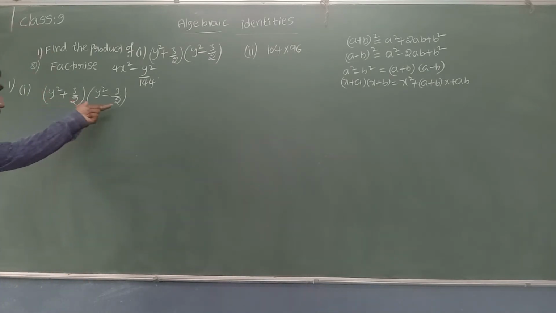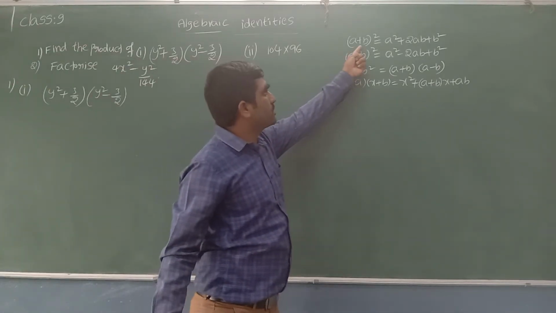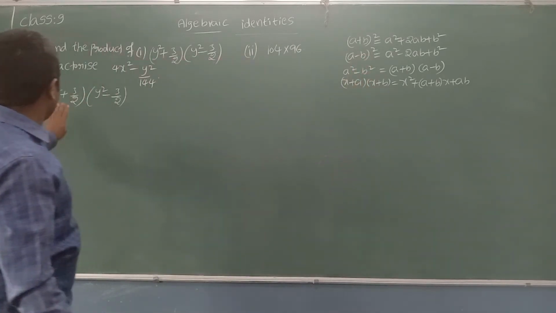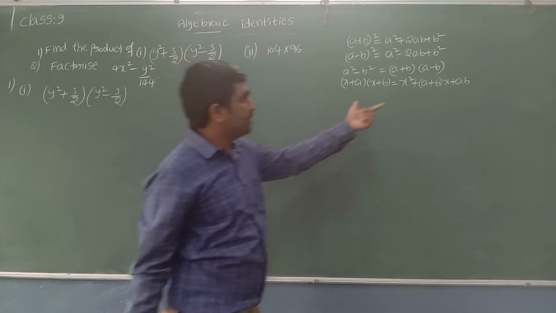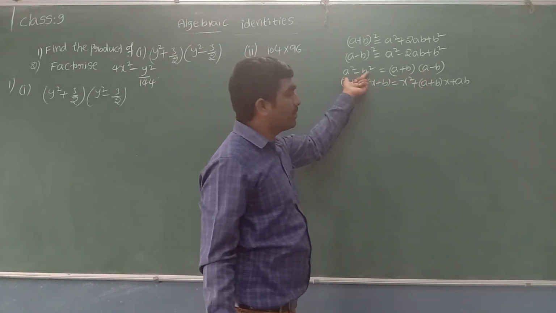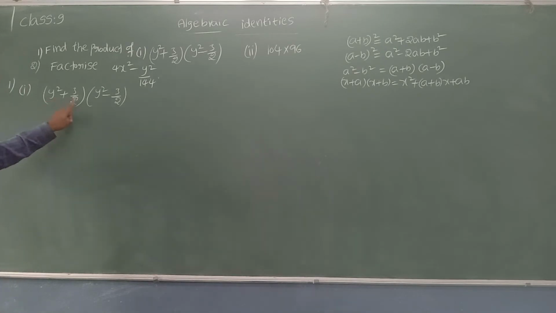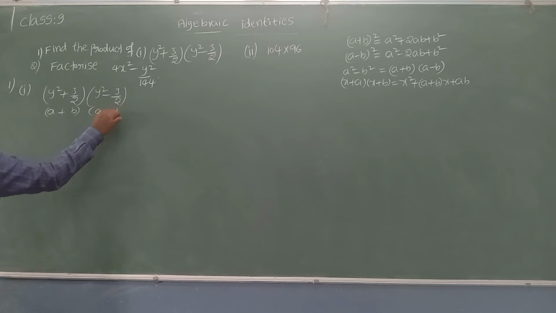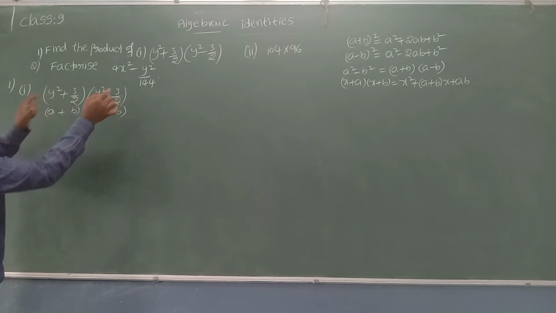Now can you tell me which identity it is like? It is not a plus b whole square or a minus b whole square. Yes, sir, it is like a plus b into a minus b, the expression of a square minus b square. The first terms are the same, and the second terms are also the same. Comparing with a plus b into a minus b, a is equal to y square, b is equal to 3 by 2.